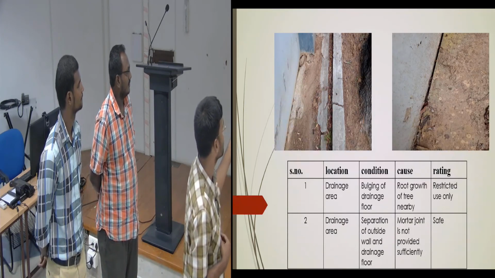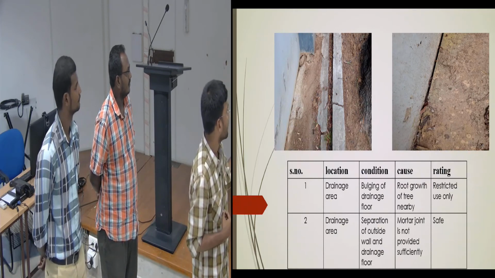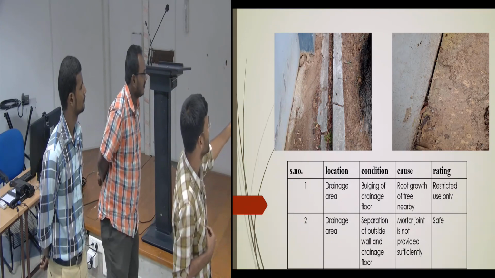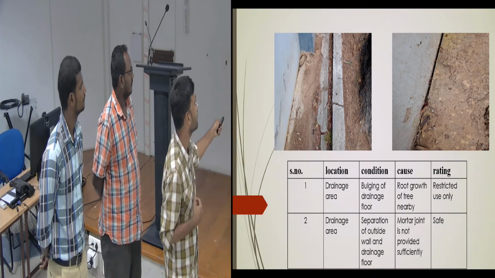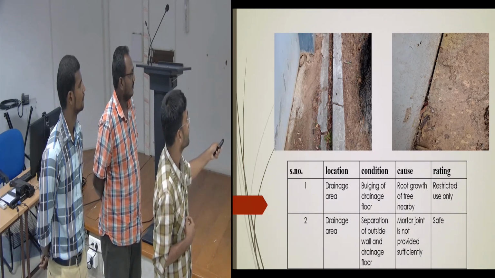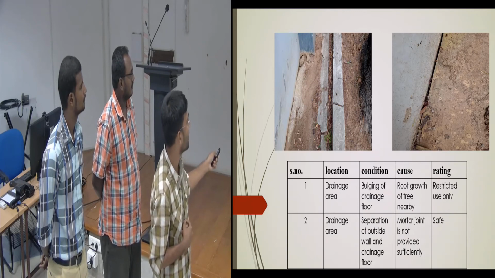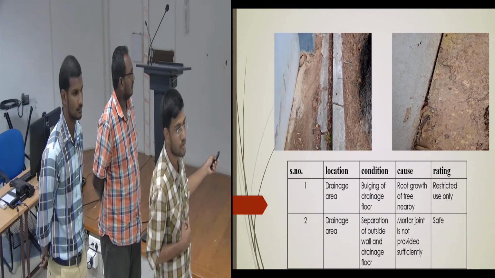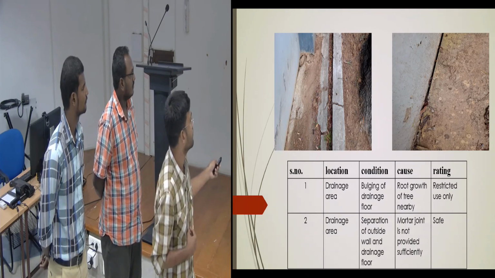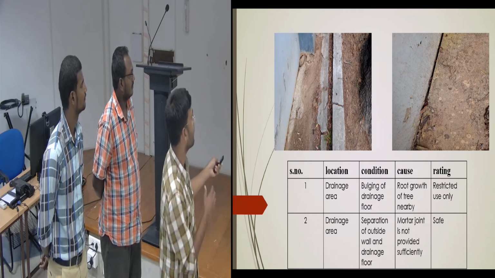Another one is also outside, and this is the drainage area outside the entrance. You can see here this is a drainage area, and this is the outside wall of the building, and here is a tree. Because of this tree there is root growth, and because of that the condition is bulging of this pavement. The pavement is somewhat bulging here.